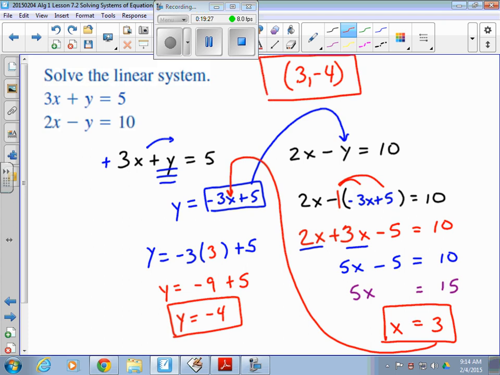Plug it back in mentally to make sure that it works. 3 goes in place of x. 2 times 3 is 6. Minus a negative 4 means plus 4. 6 plus 4 is equal to 10. It works for that one. 3 times x is 3 times 3 is 9. Plus negative 4. 9 minus 4 is equal to 5. That one works as well.